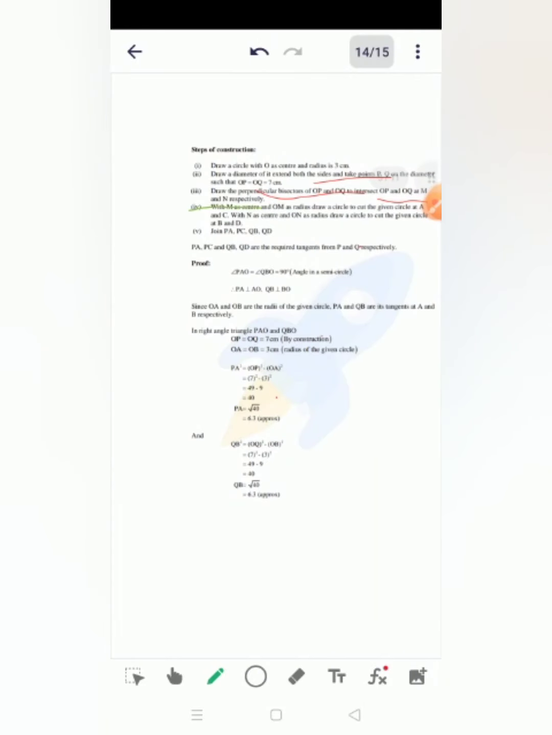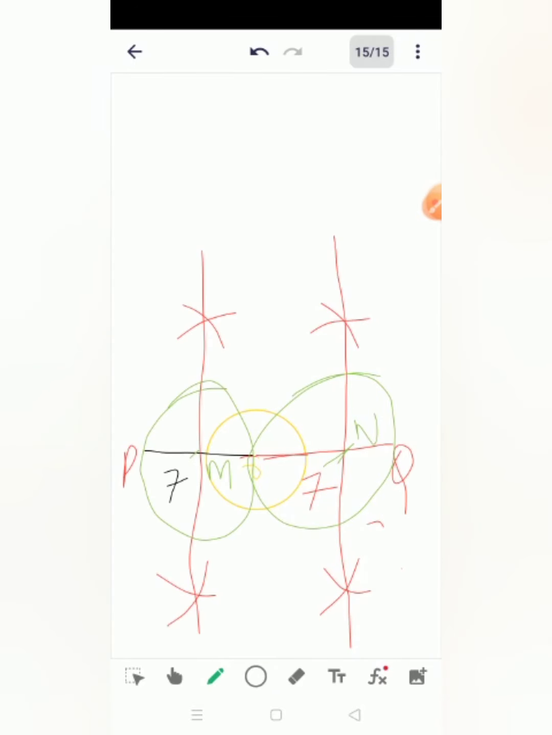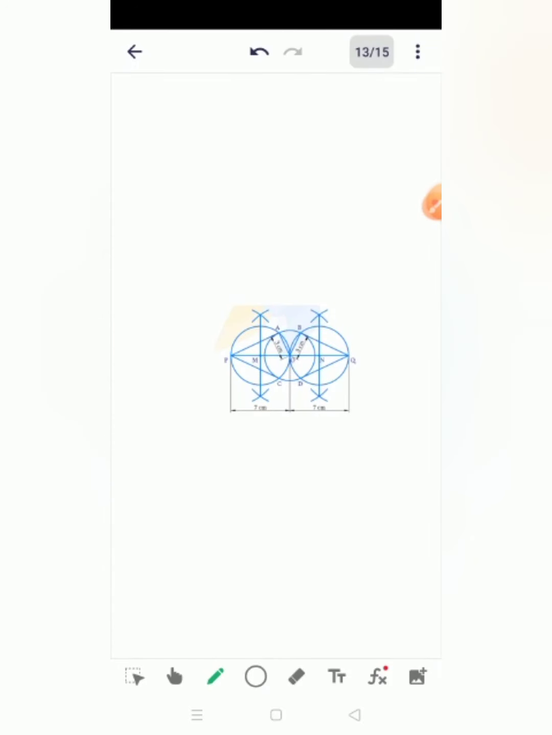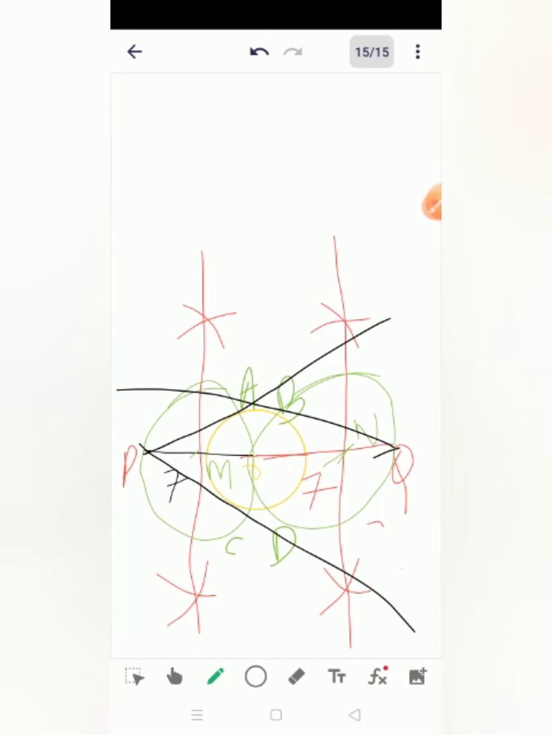After that, they have told us the same to do here. Join PA, PC, QB and QD. What are the namings here? This is A, this is B, this is C, and this is D. Now your next step is to join PA, join PC, join QB, and join QD.